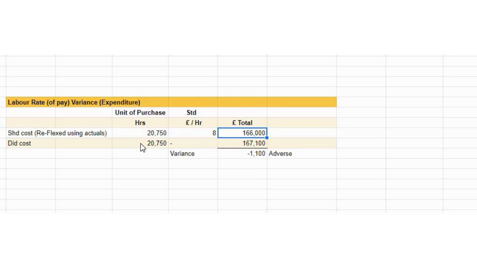But actually, those 20,750 hours cost the company £167,100. And because it cost more than expected, the variance is adverse. As it happens, there's a negative figure before the 1,100, but there doesn't have to be. It's adverse because the company paid more than expected.